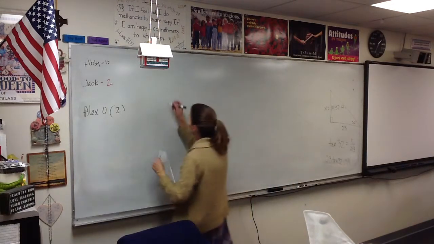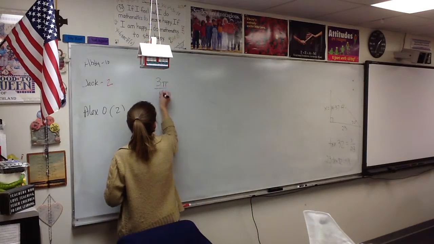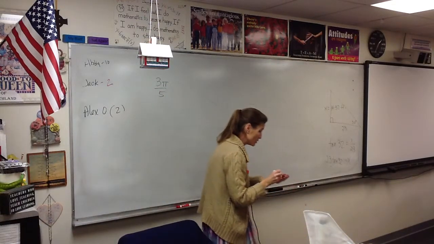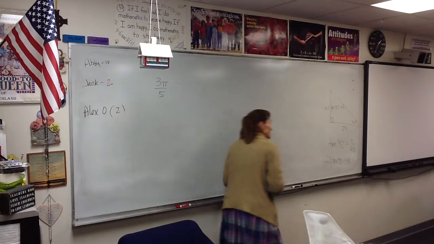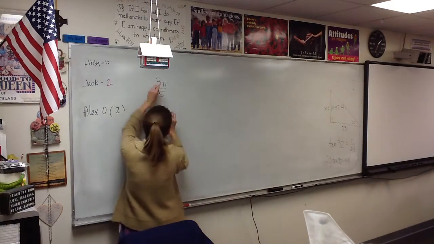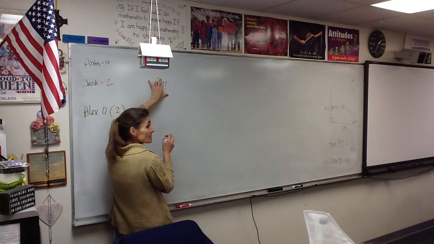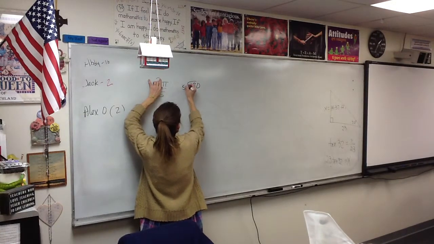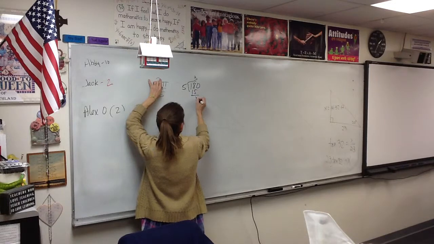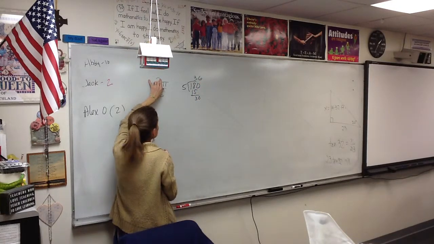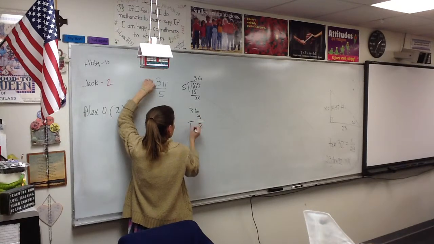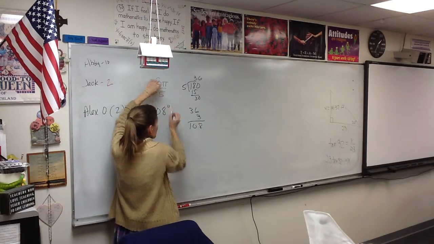Number one. Change 3π/5 into degrees. We know how to do that. To change this into degrees, we're going to remember that pi is 180. So we're going to take 180 divided by 5, which is 36. And then we're going to take 36 times 3. So the answer is 108 degrees.